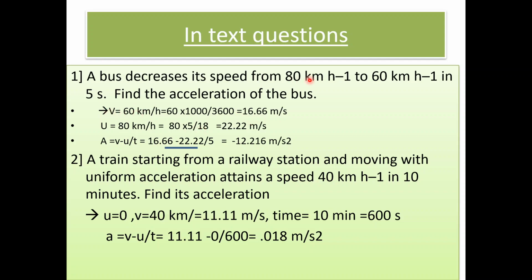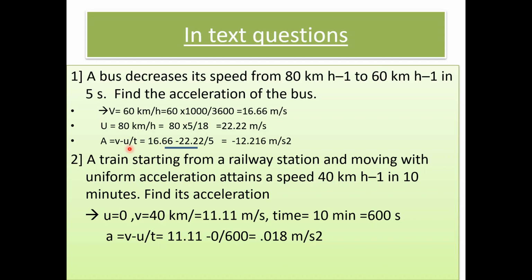The units km per hour and second are not uniform. You have to convert it into meter per second. So when kilometer per hour is converted into meters per second, you multiply by 5 by 18. Where does that come from? 1 kilometer is equal to 1000 meter and 1 hour is 3600 second. So you get the values of u and v.